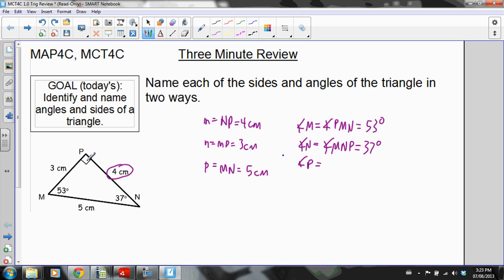Lastly, angle P, MPN, and of course that little symbol means that that's our 90-degree angle. Okay, that's it for the 3-minute review. Give yourself a rating, pause the video, and I'm going to get going on the lesson.